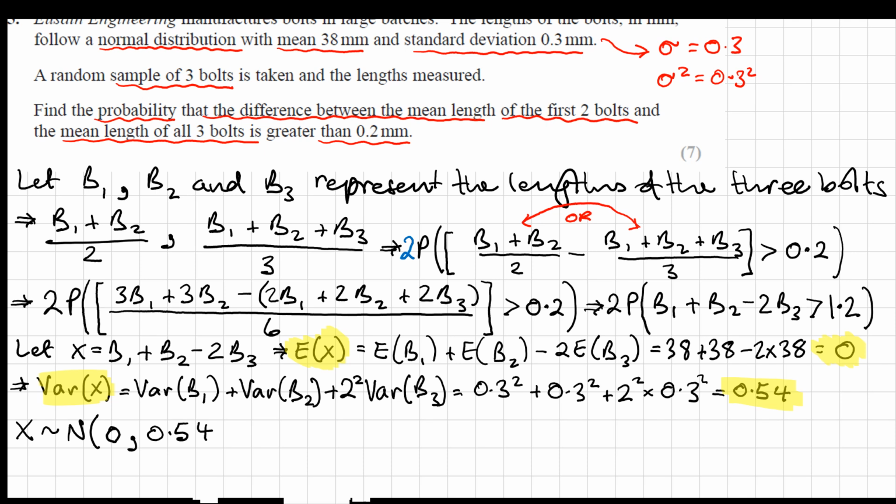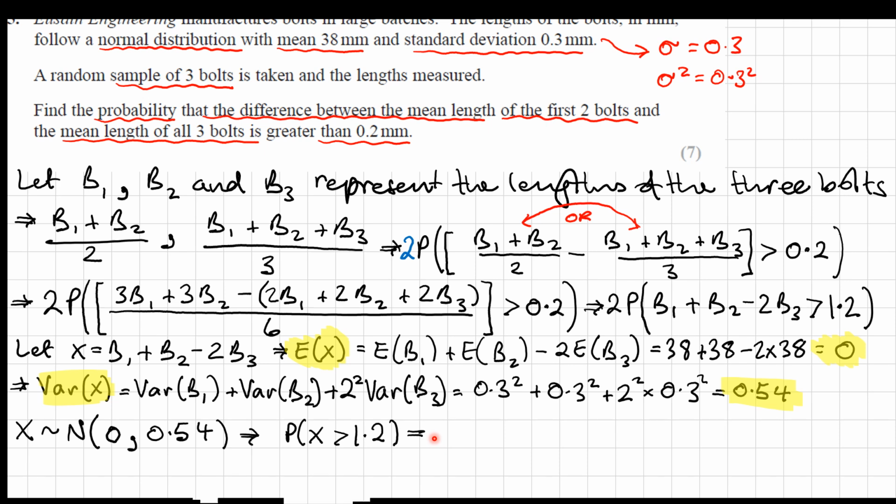And what we want to do from this, we want to find the probability that x is, we go back to here, greater than 1.2, because x represents b1 plus b2 minus 2b3. We're going to work this probability out, and then once we've done that, we need to multiply it by 2 to get our final answer.